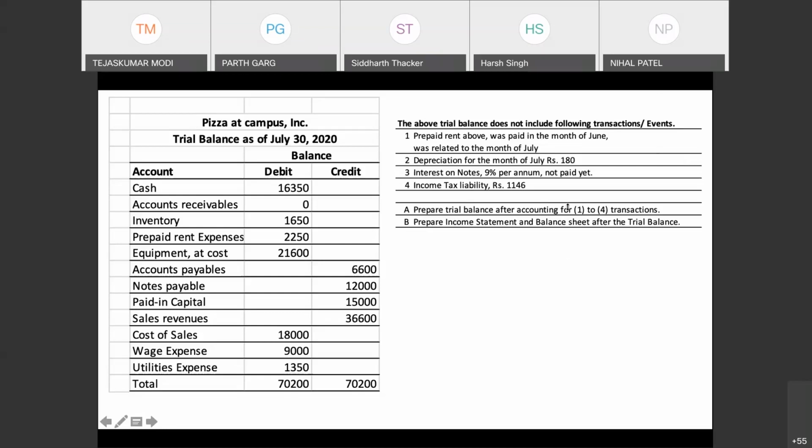Sir, in this case, will it be direct or indirect? In this case, it will be indirect because we do not know the business, so it is an indirect cost. Okay, sir. Thank you.